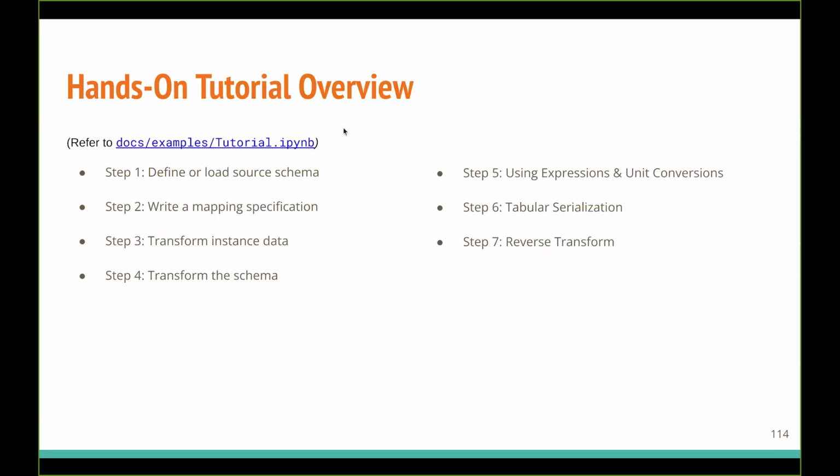So briefly, I'm going to walk you through what I'm going to do in the tutorial, and then I'm actually going to run it. So first, we're going to define and load the source schema. We're going to write a mapping specification. Then we'll transform instance data, and then we'll show what the transformed schema looks like. I'll also show you how to use expressions and unit conversions, tabular serialization, so in case you want to go back to some sort of tabular form, and finally reverse transform.